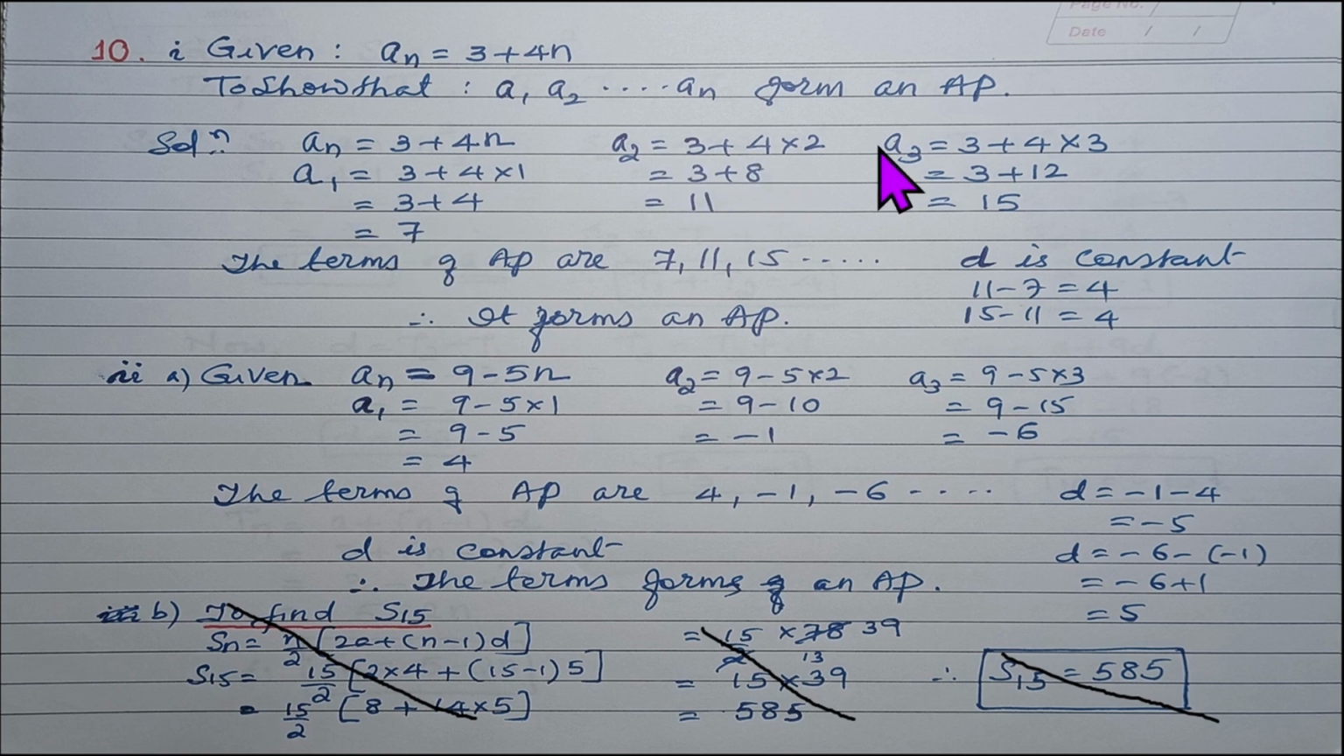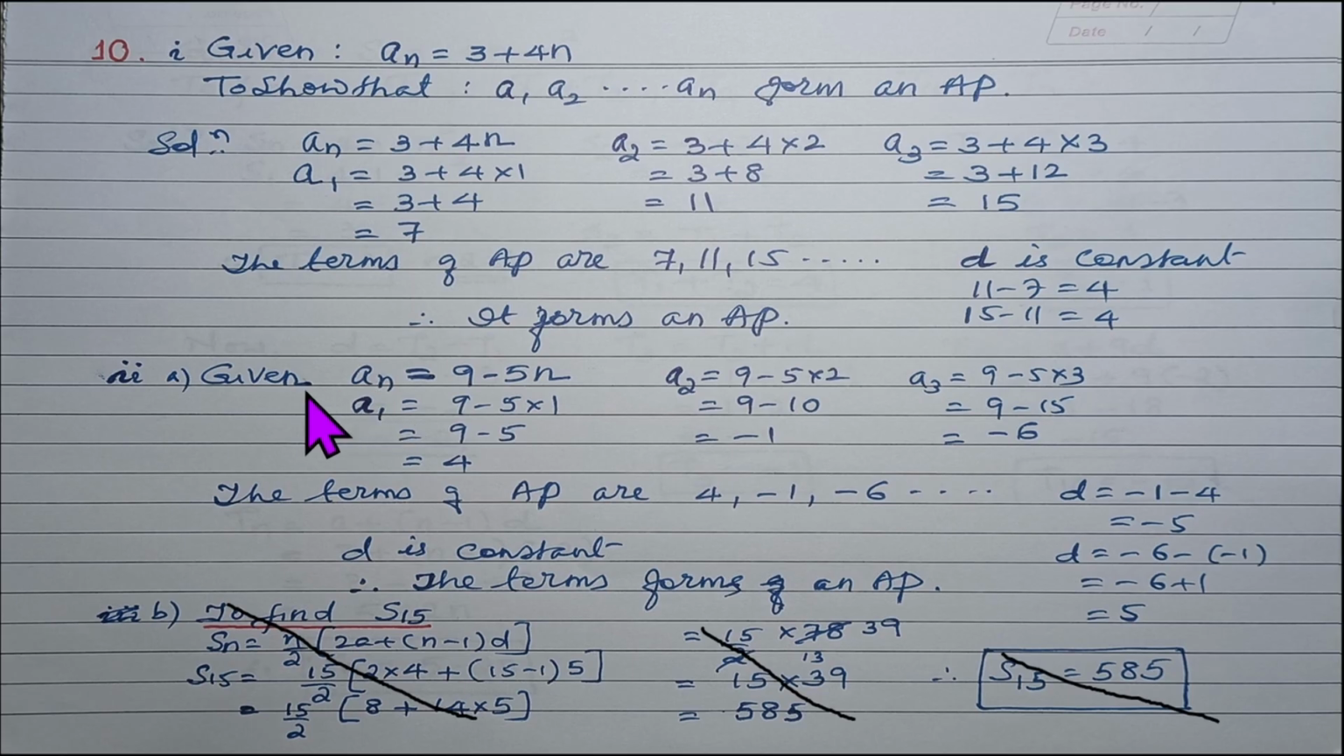a2 is equal to 3 plus 4 into 2, 3 plus 8, therefore a2 is 11. a3 is equal to 3 plus 4 into 3, therefore it is 3 plus 12, that is 15. So we have 3 terms here, 7, 11 and 15. The difference is 11 minus 7 is 4, 15 minus 11 is 4. That means these are 100% the terms of an AP. Therefore a1, a2 and so on to an form an AP. So that is how we solve it.